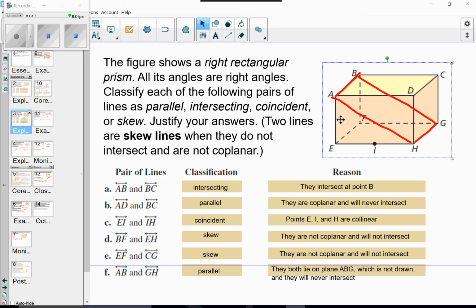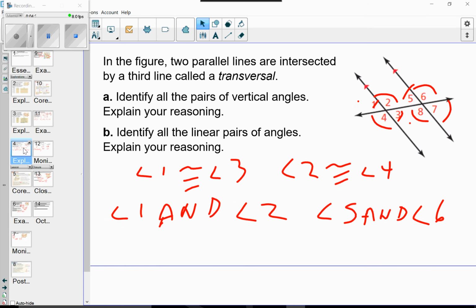So again, if you need to hit pause and add some things in, just go ahead and do that. But whatever I have on this screen is what you should have on your paper, your notes. Okay, if I go to the next page, it says to identify all the pairs of vertical angles. Okay, well, vertical angles are angles, again, that are across from each other diagonally, and they are congruent.